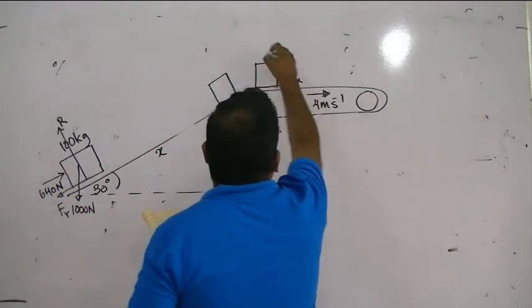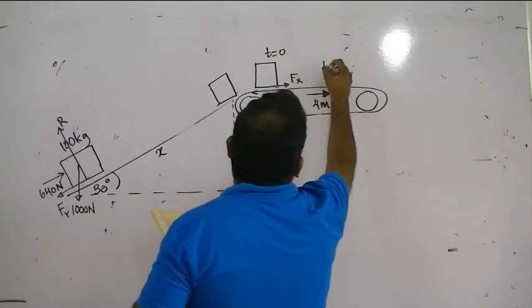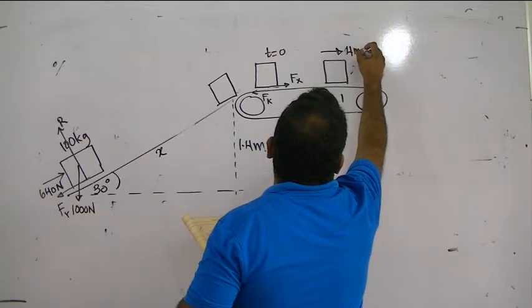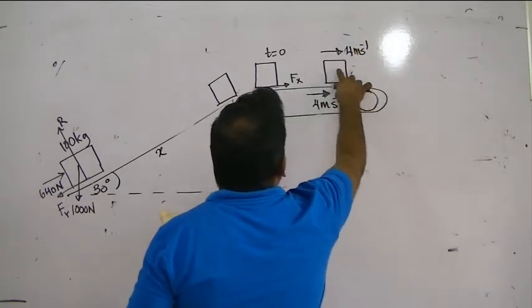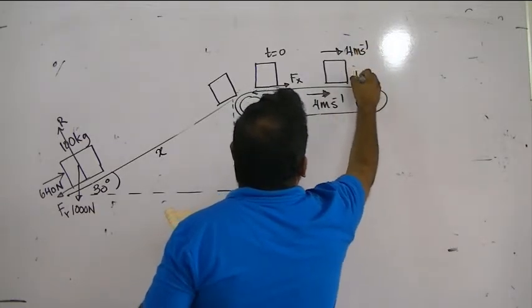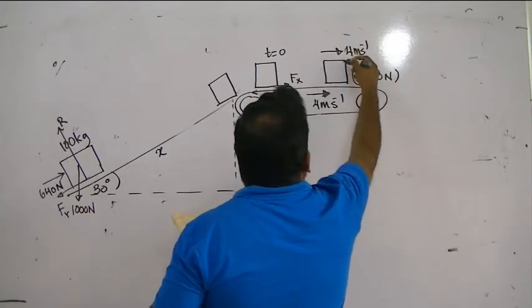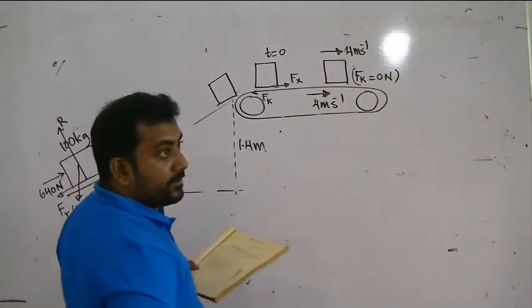It will accelerate for how long? For 2 seconds, until it reaches the speed of the belt. Now both are having the same speed, which means the friction force will disappear. No friction force. Why? No relative motion.